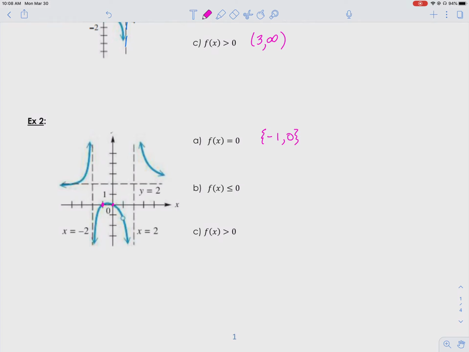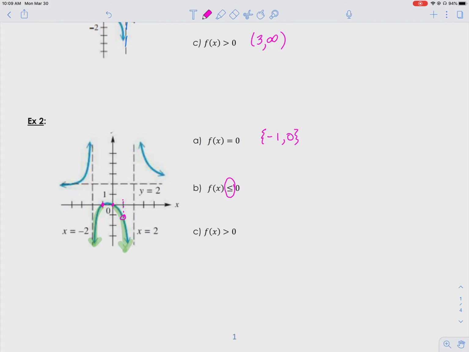Now we need to know where it's going to be below the x-axis. This one is a little bit different than the other one that we've had, because this one is below or equal to. So it can be equal to. Basically, we're going to be looking at this part right here, from here to here, and from here to here. Notice that I have a hole. That means it can't be that one right there. So this is going to be a little bit tricky.